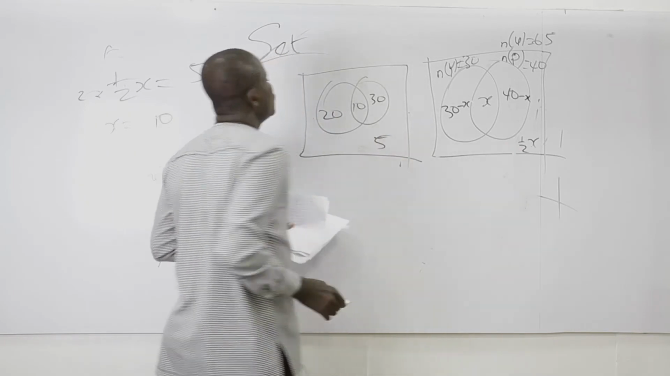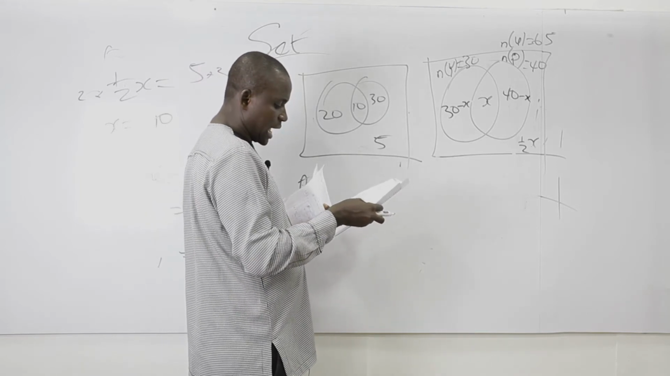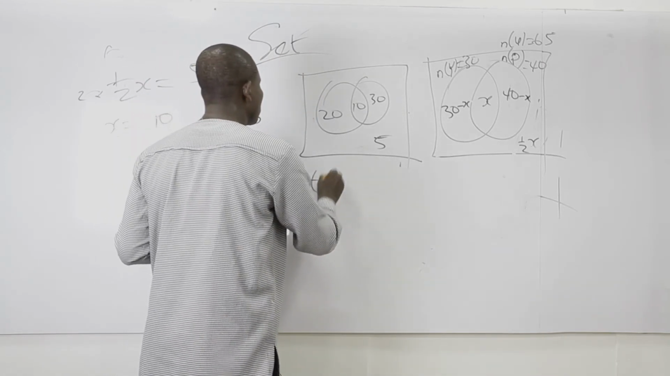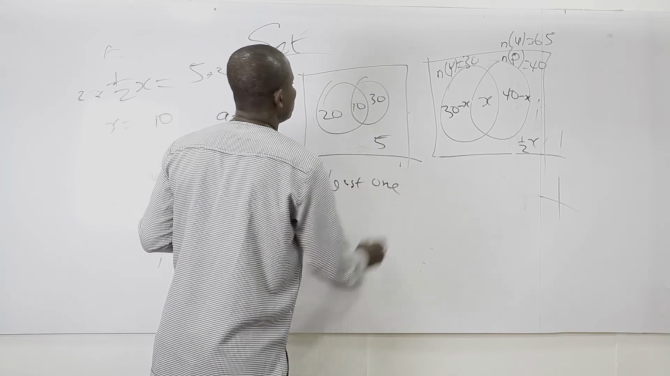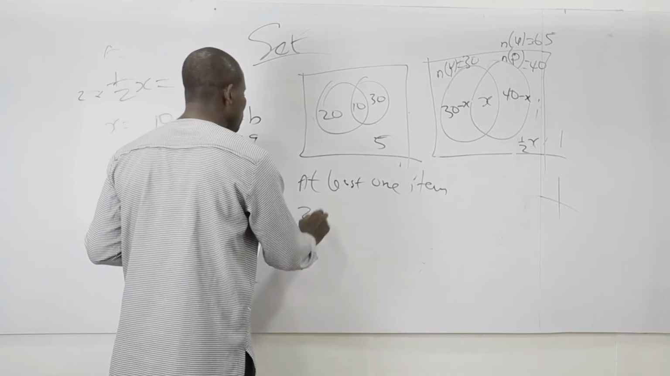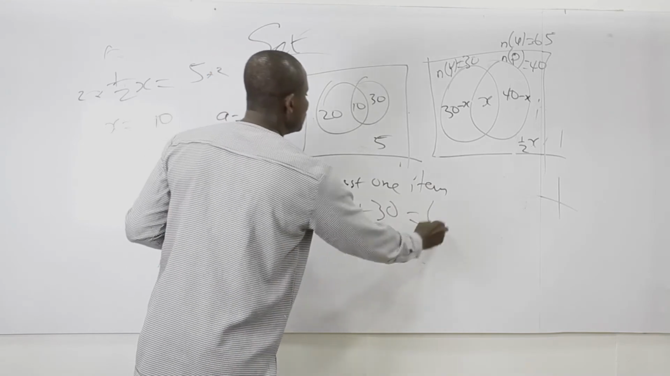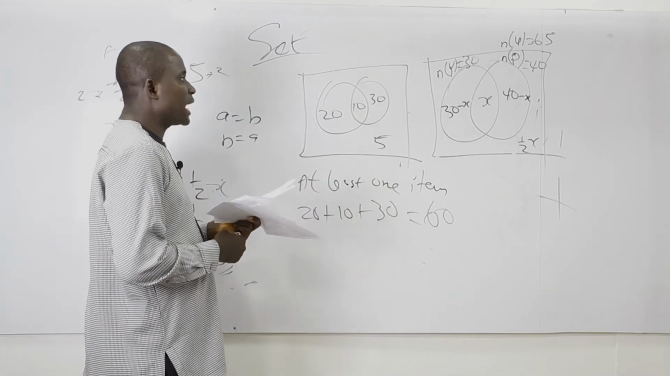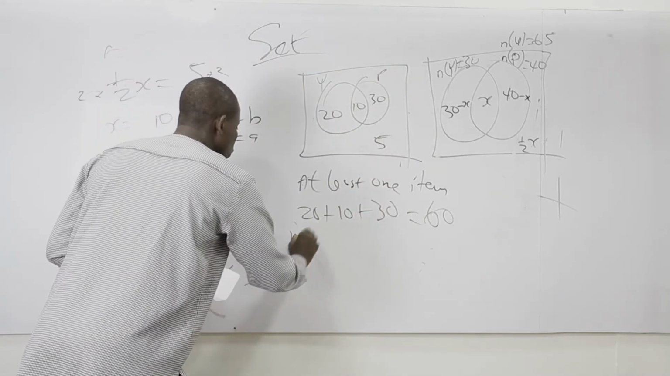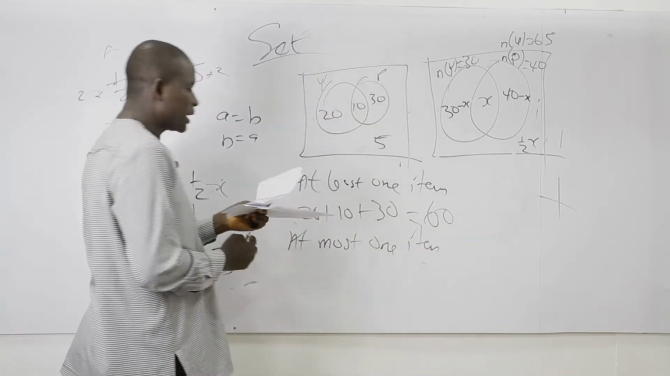So when they ask us what the question is, he says at least one food item. The least is one food item, that is one or more. So it becomes 20 plus 10 plus 30, and that will give you 60. At least one food item, where here is your Y and here is your P. Then at most one item. What about at most one item?